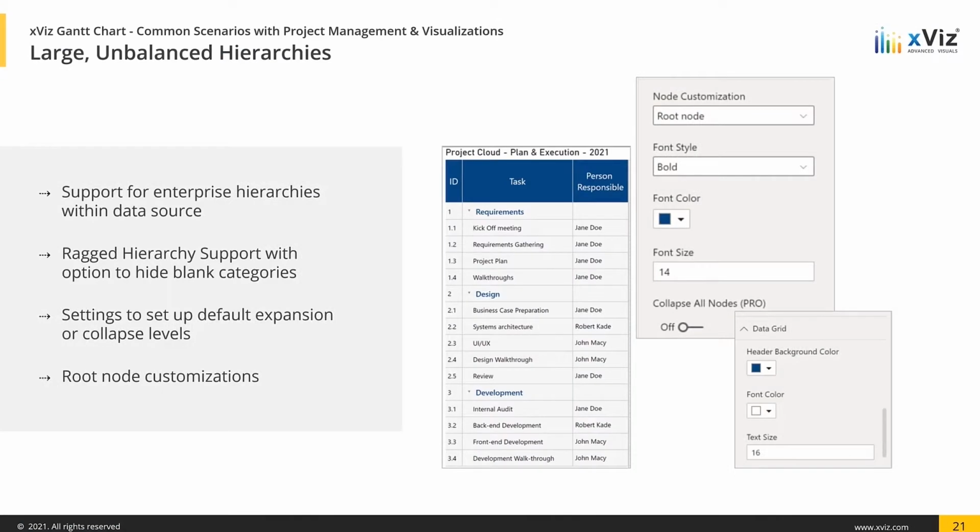This is a very common requirement for enterprises, especially when you're connecting to live data from large OLAP systems. It's the presence of hierarchies. Now, very large hierarchies, most times unbalanced ones. So how can the Gantt chart deal with this? Well, it's pretty simple really.